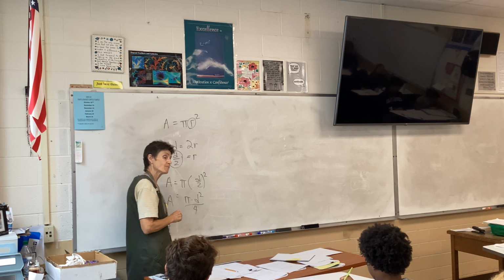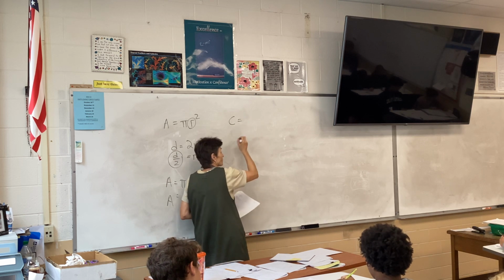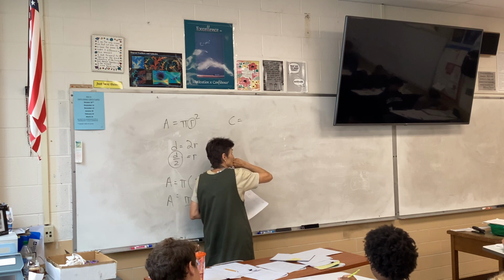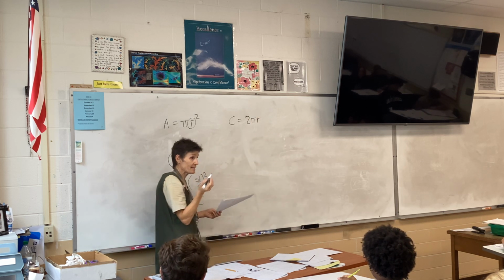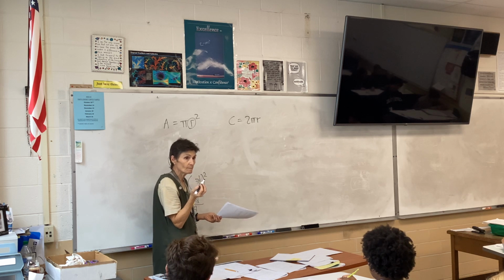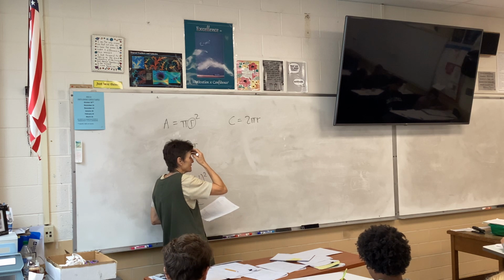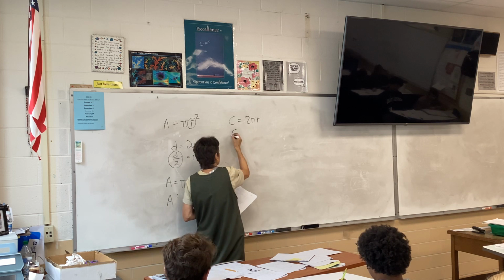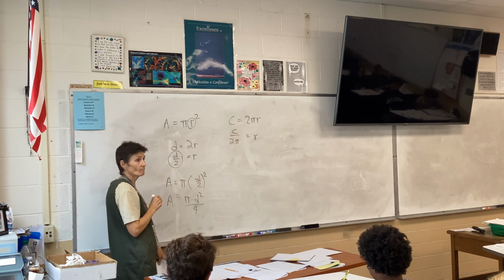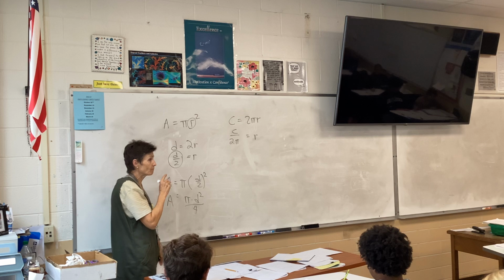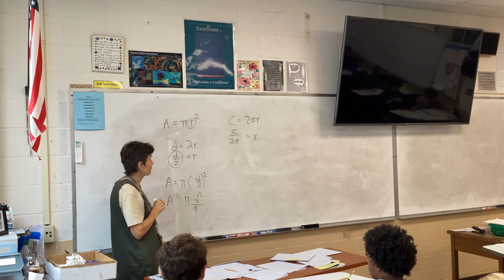Now, what about circumference? Well, what's circumference? 2 pi r or pi d, whichever one you want to do. So I'm going to go back and just do this. If you want to do pi d, you can. But radius is circumference over 2 pi, or circumference over a diameter. Diameter would be circumference over pi.